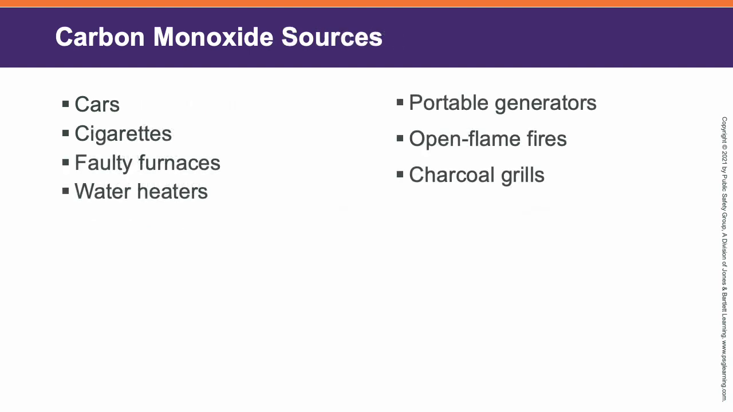So some common sources of carbon monoxide: cars, cigarettes, faulty furnaces, water heaters, portable generators, open flame fires, and charcoal grills. You should never operate these things in an enclosed space without proper ventilation. So you do have to be really careful. That's why you never run your car in a closed garage. That's why you always have the chimney open and the damper open when you're running a wood-burning stove. That's why you don't grill inside. That's why you shouldn't smoke inside, those types of things.